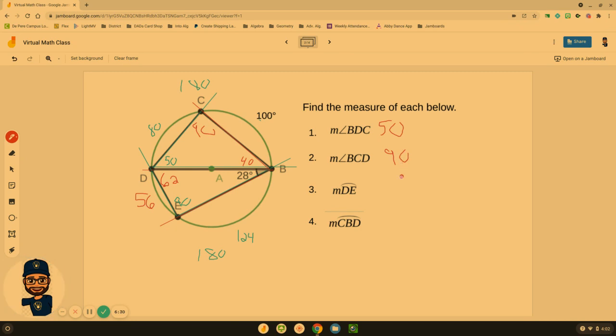What's the arc DE? This little arc DE? Well, we said that was 56 because it doubled the 28. And then arc, major arc C to B to D. So we've got to go from C to B all the way around here over to D. Or 100 plus 124 plus 56 is 280. So again, we got to piece as much information together as we possibly can.